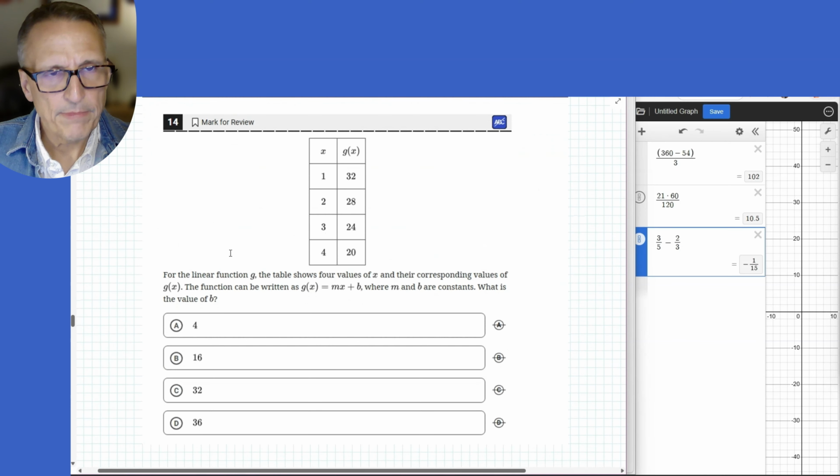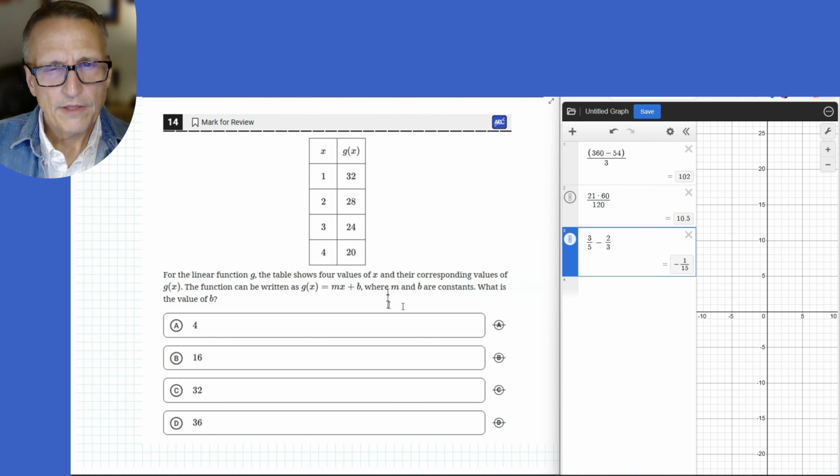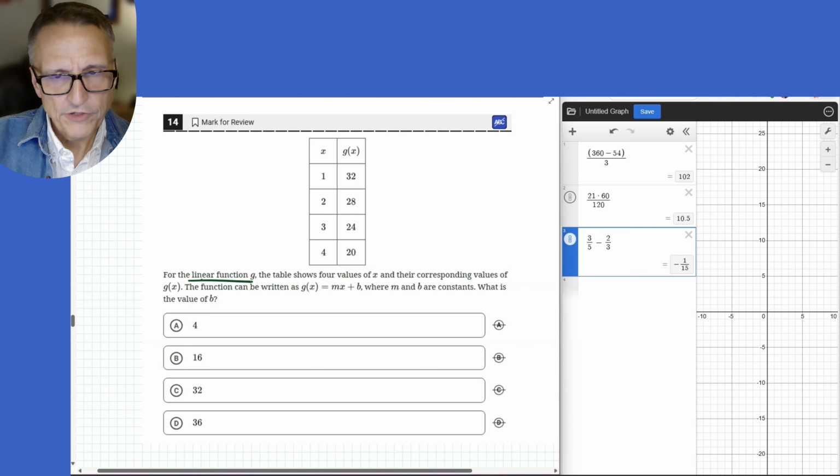I did want to quickly mention problem 14. You can use what we call regression in Desmos. They're giving us 4 values, and they do tell us it's a linear function. It shows 4 values of x and their corresponding values of g of x. And they say it can be written as this. What's the value of b?